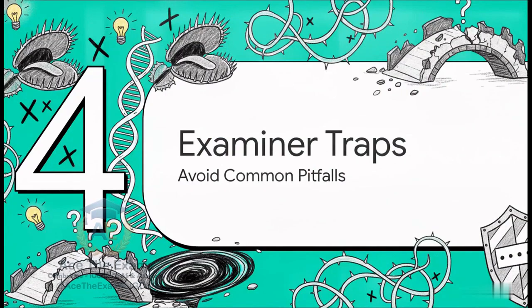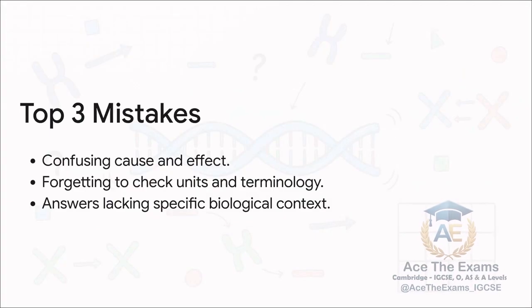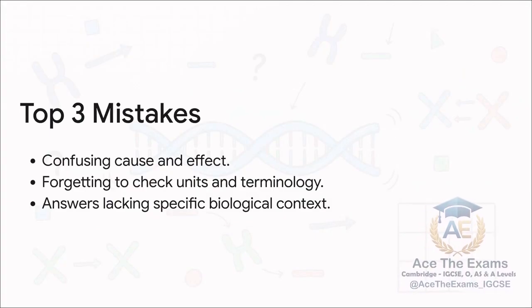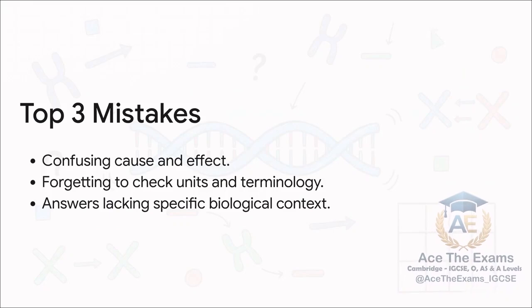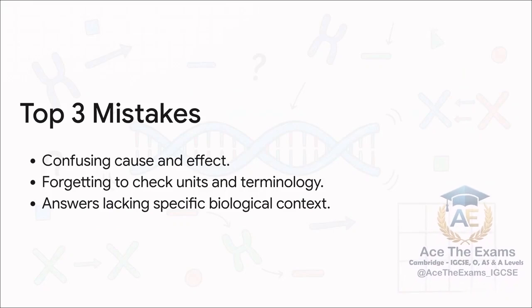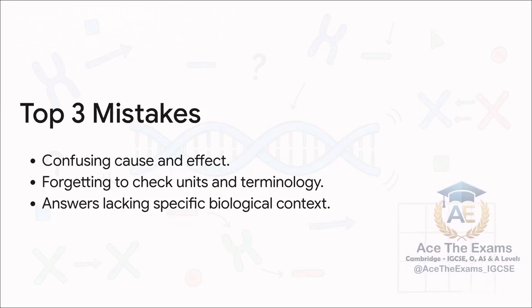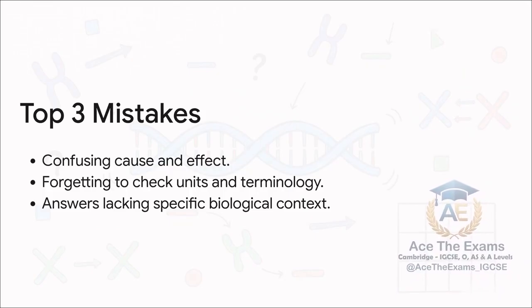Which brings us to Section 4, Avoiding Principal Examiner Traps. Treat this like your ultimate grade-saving checklist before you hand in that paper. Trap number 1, confusing cause and effect. Clearly state what triggers the variation versus what the resulting variation actually is.